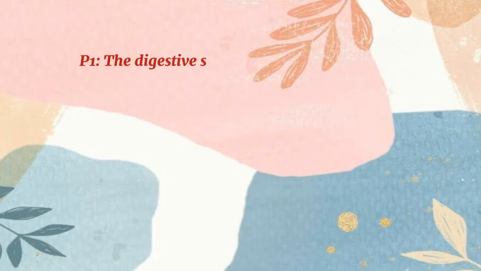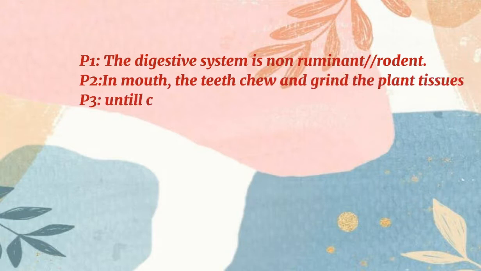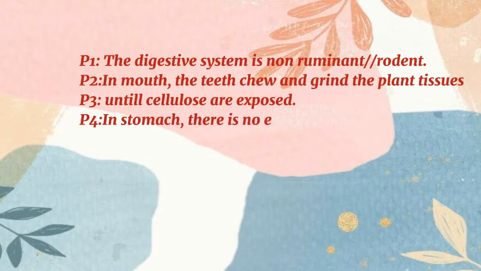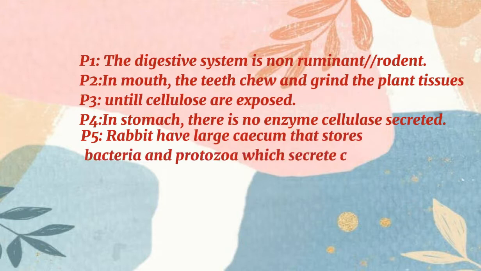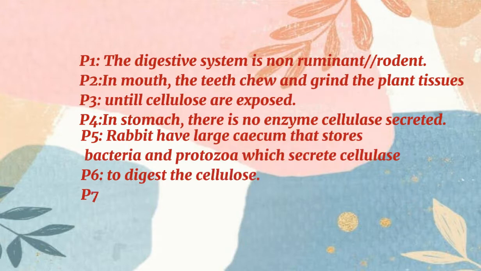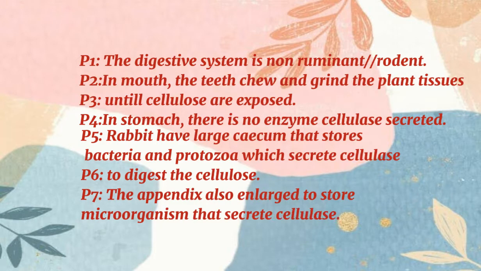The stimulus does not mention what type of digestive system the diagram shows, so we can mention it in our answer. So we get P1 for it. Next, we need to begin with the mouth, followed by the stomach, and then the cecum and the appendix, and finally the anus. The cecum and the appendix of the rodent are special because they enlarge to store microorganisms that will secrete the cellulase enzyme.